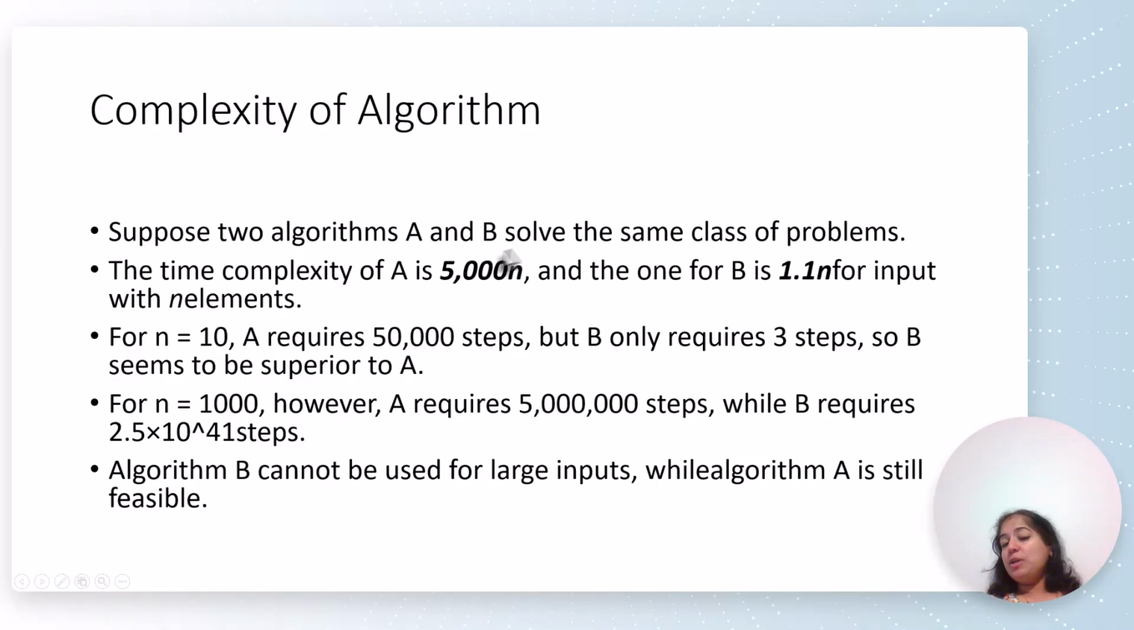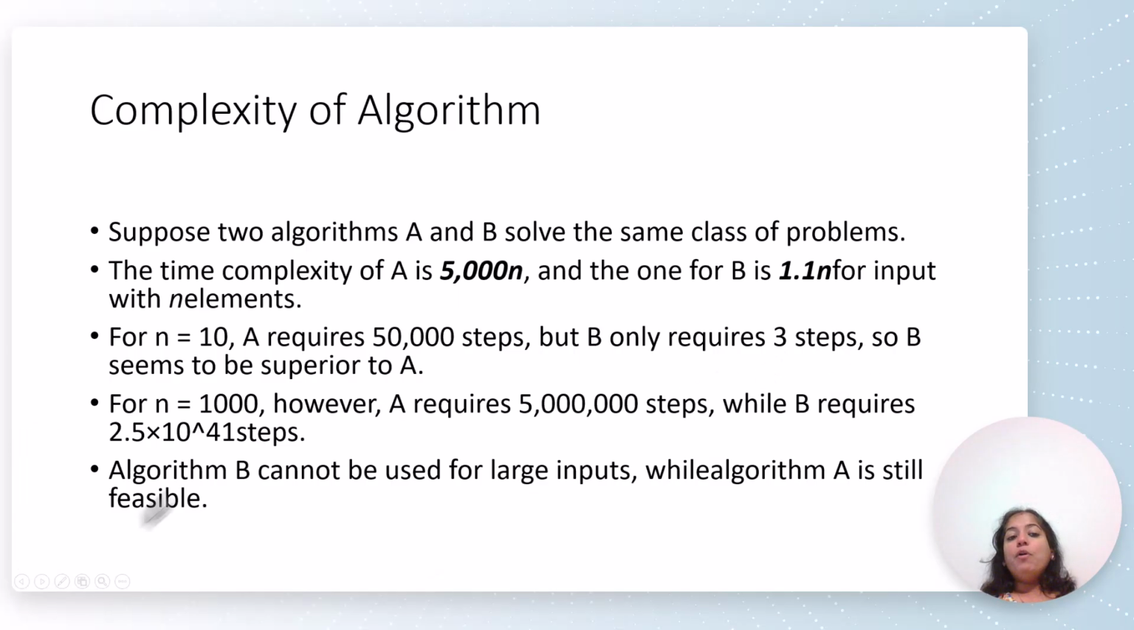For example, suppose two algorithms A and B solve the same class of problems. Time complexity of A is 5000n and that of B is 1.1^n for input with n elements. So that means for n equals 10, algorithm A will require 50,000 steps, but algorithm B will require only 3 steps. So B seems to be superior, right?